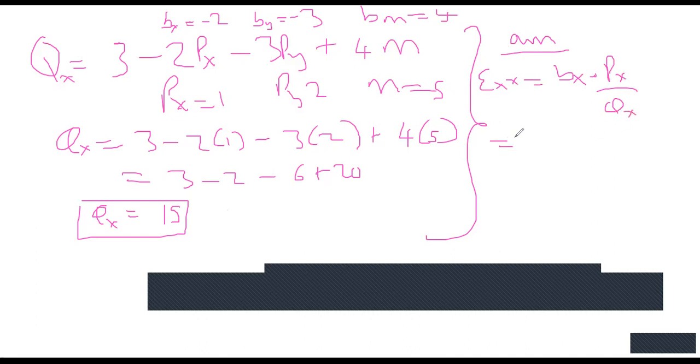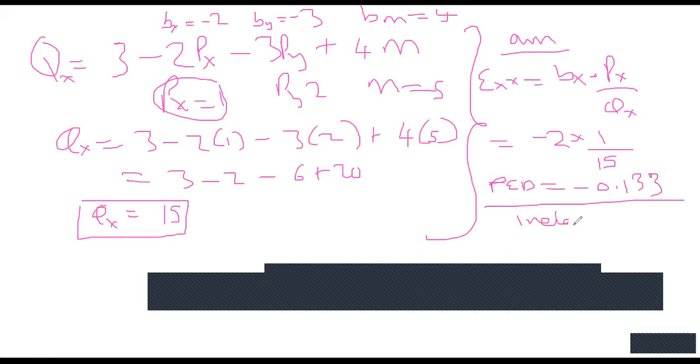So what is the slope for good X? -2. The actual price of good X was given as what? 1. And the quantity we just calculated for good X is what? 15. So what is the own price elasticity of demand? It is 2 over 15. What do we get? -0.13. So here, what is the comment? Is it inelastic or elastic? It is inelastic. All right.